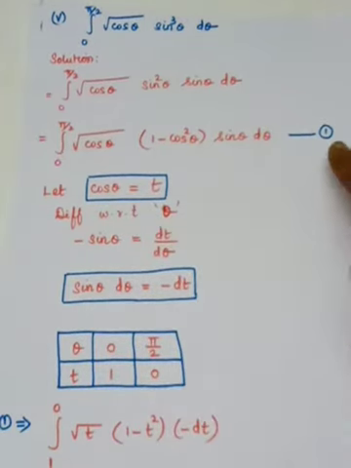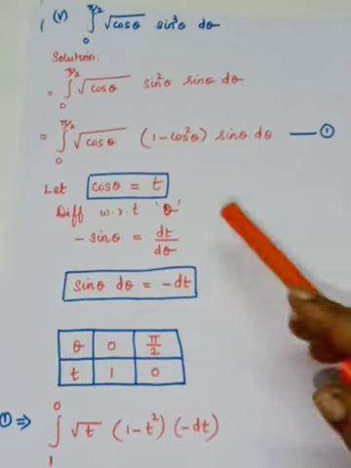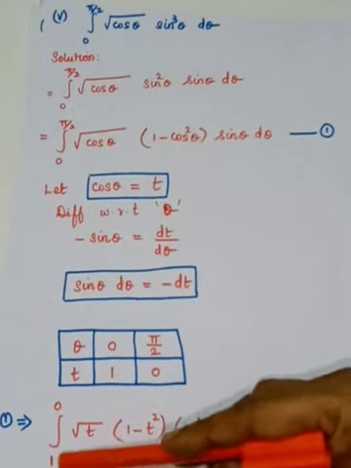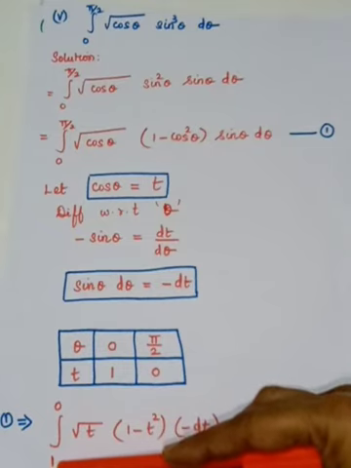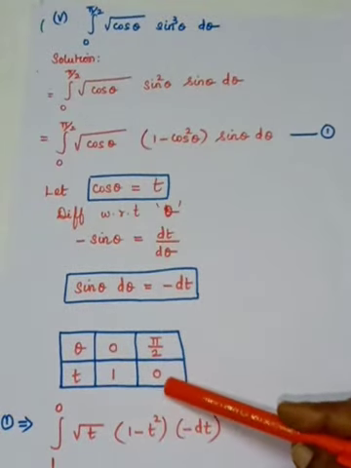So you take the first result, write the integral symbol. When theta is equal to 0, what is t? It is 1. So here in the lower limit you have to write 1. And when theta is equal to pi by 2, what is t? It is 0.